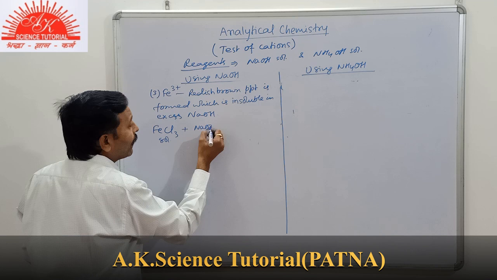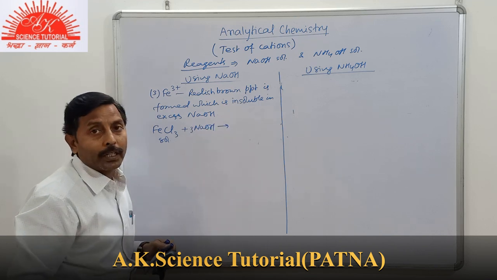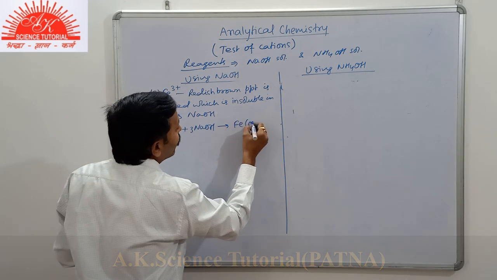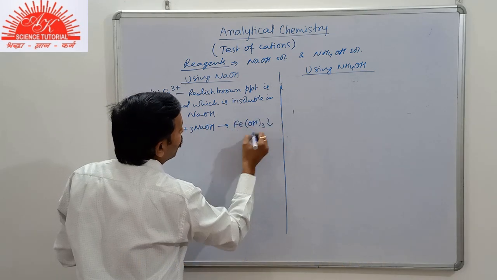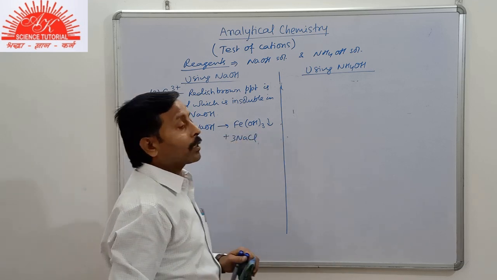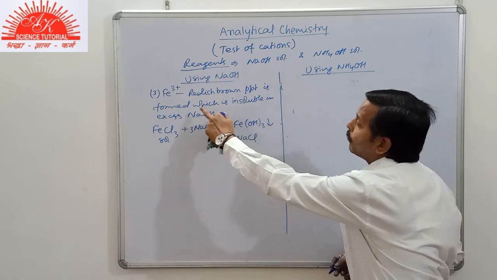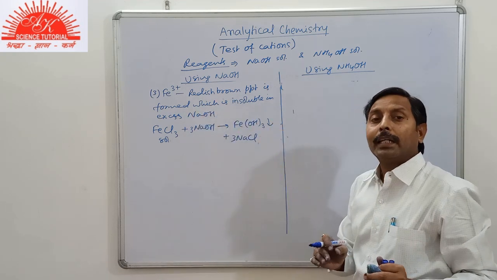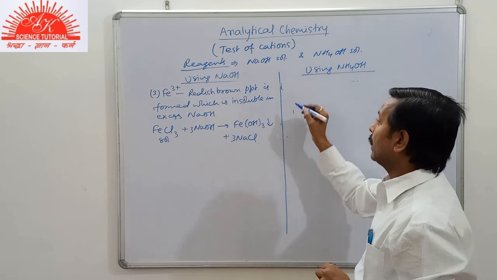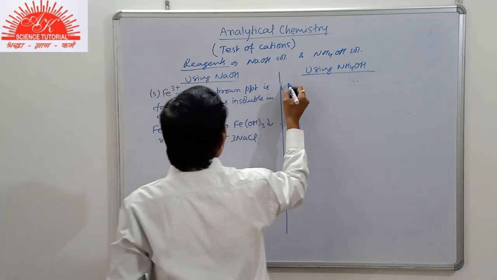And if you add NaOH, then all these reactions are double decomposition reactions. Ions are exchanged here. So we have ferric hydroxide plus NaCl. Now this precipitate is insoluble in excess of NaOH. So just by observing the color of the precipitate, you will be able to find out the metallic ion, the cation present in it. Now this was number 5.